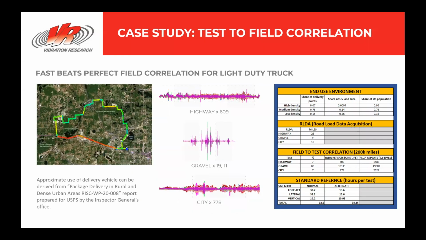The same process was used to isolate the highway and city portions of the data. Then, using the package delivery route analysis report to get the overall lifetime distance traveled over each road surface type, the distances represented by our snippets of data could be normalized with repetition values to achieve a representative aggregate usage profile for our design target.